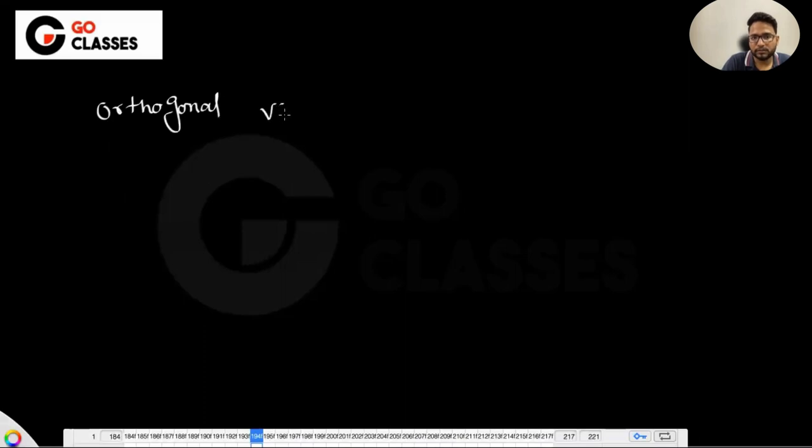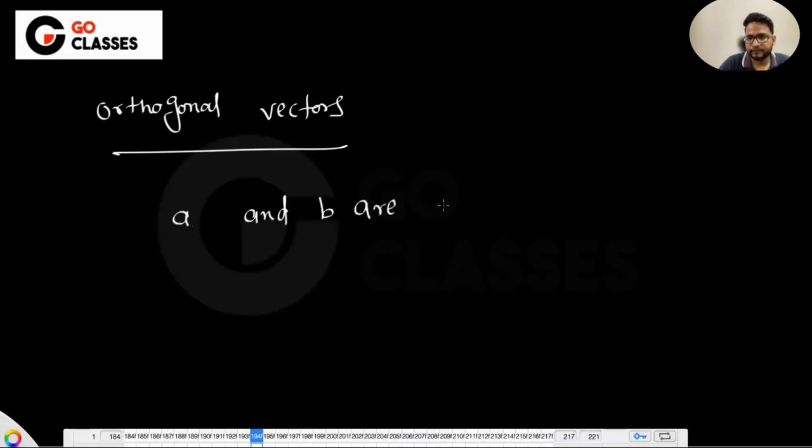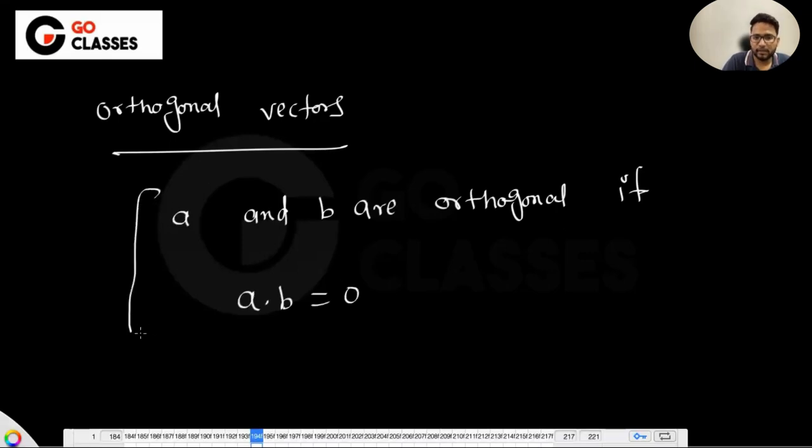Orthogonal vectors. First, let me define what orthogonal vectors are. A and B are called orthogonal if A dot B equals zero. Very simple. Which means if you take a dot product between A and B, you will get zero. This is called orthogonal vectors.